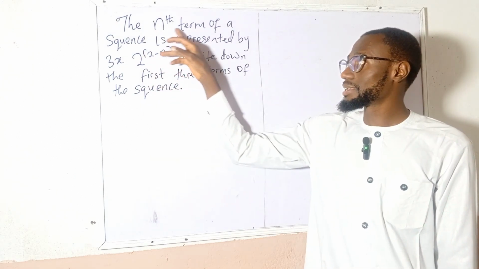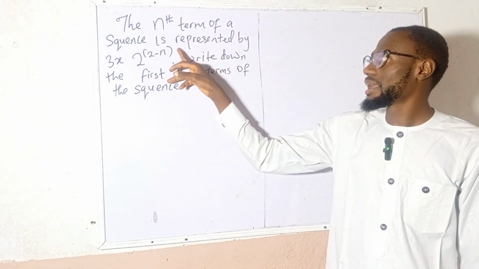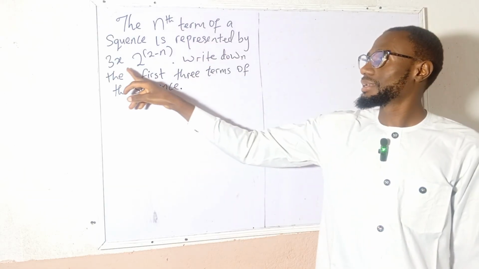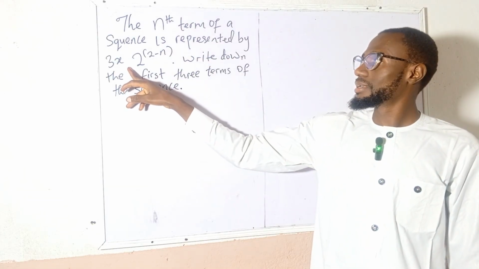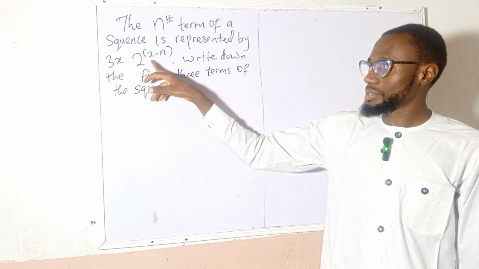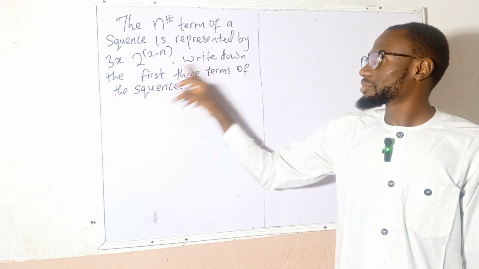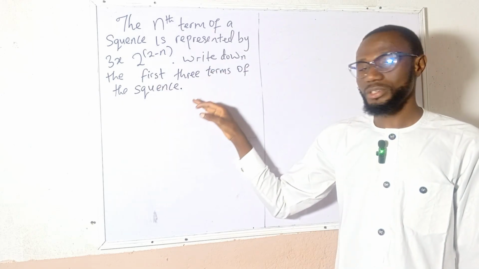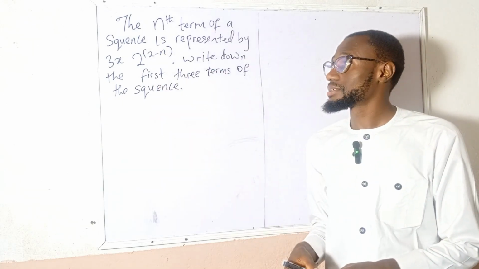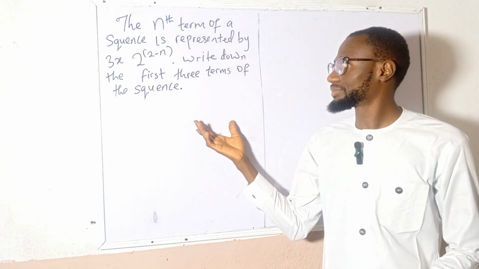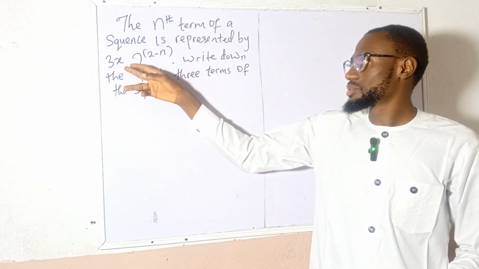The question says the nth term of a sequence is represented by 3 times 2 raised to the power 2 minus n. Write down the first three terms of the sequence.